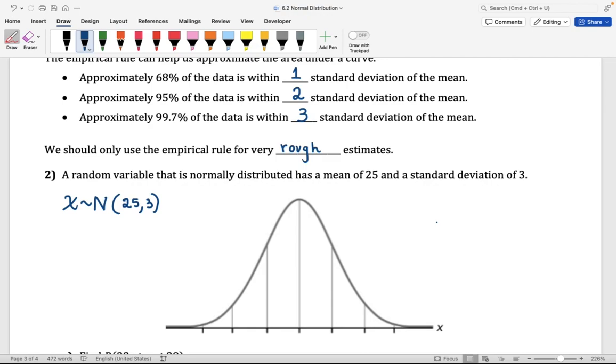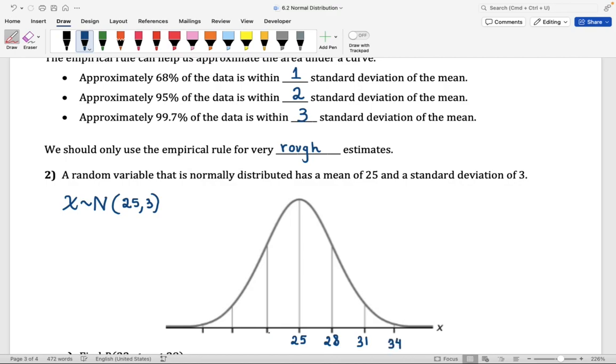So let's go ahead and label the mean at the center. And then we're also going to label the first standard deviation, second standard deviation, and third standard deviation on the left and right. Okay, so we have 25 at the center. The first standard deviation to the right is 28. Notice I'm just taking 25 plus 3. The second standard deviation to the right is going to be 31. Again, I'm adding another standard deviation. And then the third standard deviation here on the right is going to be 34.